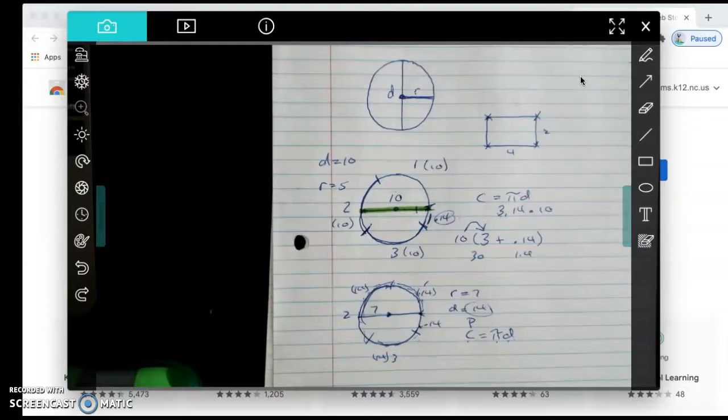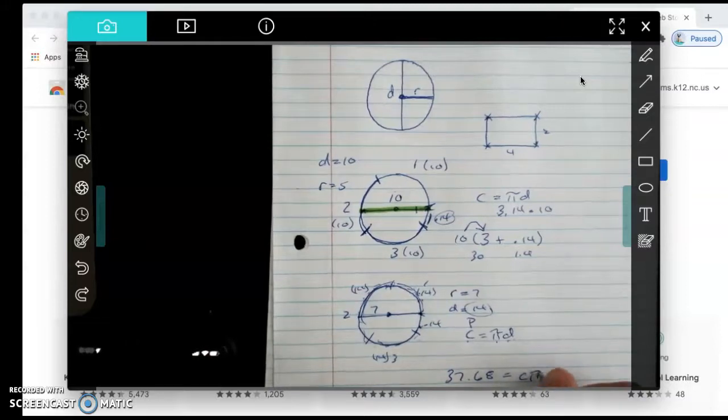Okay, so say they did this. So 37, that's the circumference this time. Let's say they said the circumference of the circle is 37.68. Well, it's still equal to pi times D, right? Circumference is equal to pi times D. Well, in this case, they gave me C. Well, I know pi is a number, so 3.14.